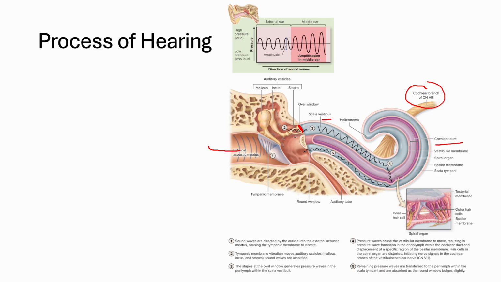Now, one thing I haven't mentioned is what happens then. Those sound waves eventually enter into this third fluid-filled space, the scala tympani. And then they exit the internal ear through what's called the round window. Essentially, that's so we don't continue to hear the same thing echoing over and over. Once they've passed through the cochlear duct, they exit through the scala tympani so that we don't continue to hear the same sound over and over again.